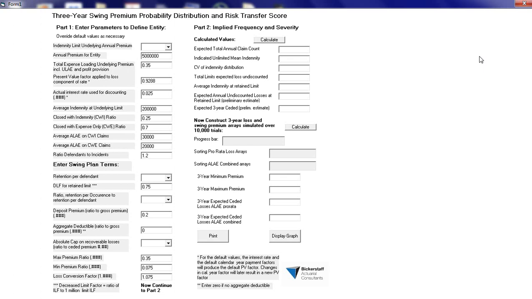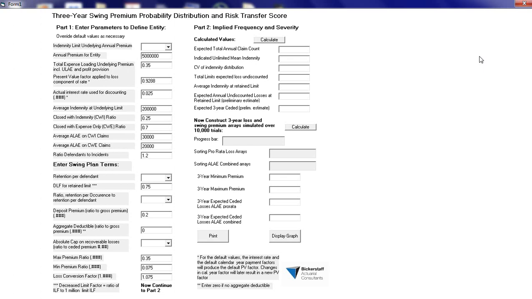Now, what we're dealing with in this particular example of this model is a line of business, probably a liability line of business that's characterized with a high severity, low frequency, high uncertainty and variability, which would call for an excess of loss reinsurance contract.